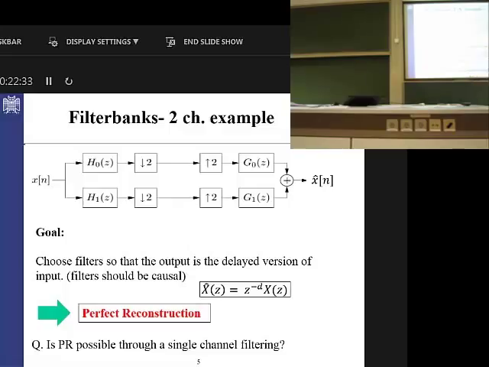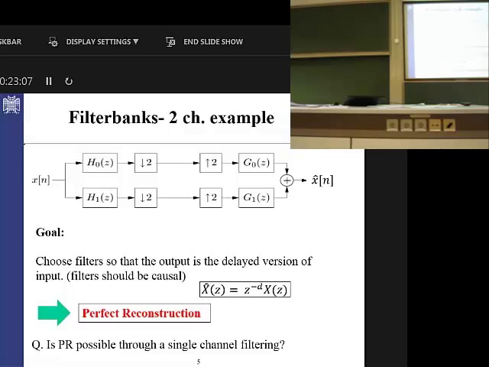And we know that delay is very good. It's the minimum deterioration that we can tolerate, because delay is just a phase shift, and that's okay. We can tolerate it. So that's why we say that the relaxation of the constraint is just to have a delayed version of the input at the output. If we can have such a thing, we assume that this is a perfect reconstruction.